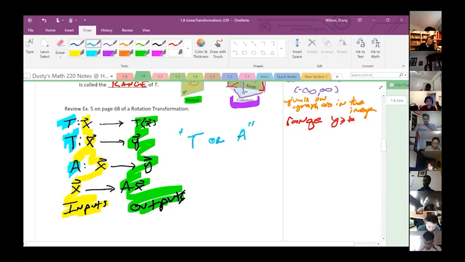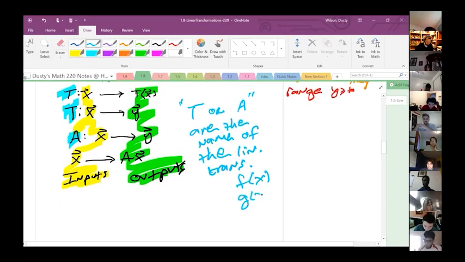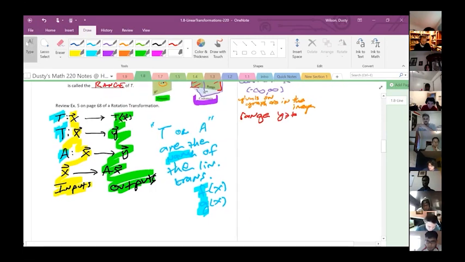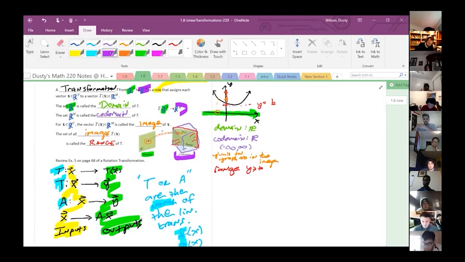I see the question in the chat, and I'll get to that in a second. They're the name of it, just like we talked about F. They're sort of like F of X or G of X. Just like back in the old days, F and G were the names of the transformation. Now we're going to use T's and A's and B's and things like that. Ratana asked if I could go back and show where the codomain was on the picture. So the codomain would have been the whole thing, just like the domain was the whole thing, whereas the range is just the positive part.